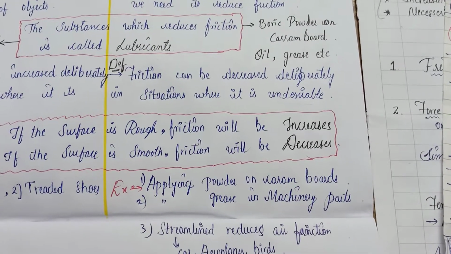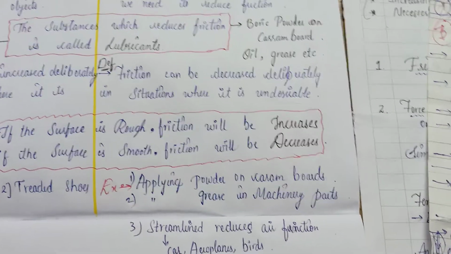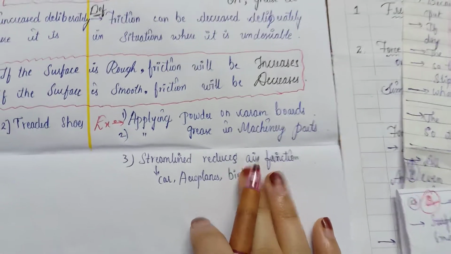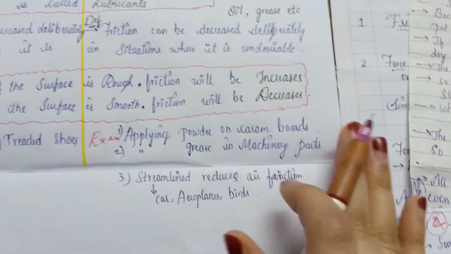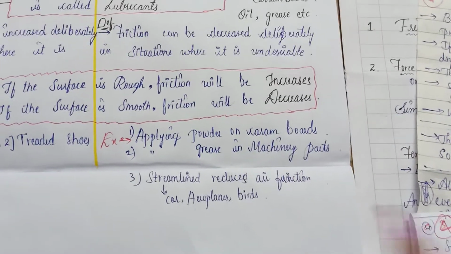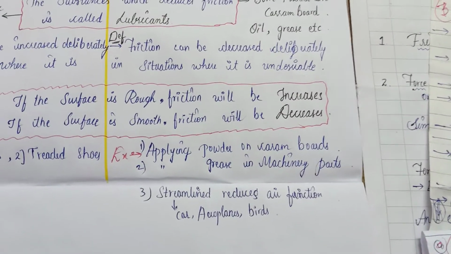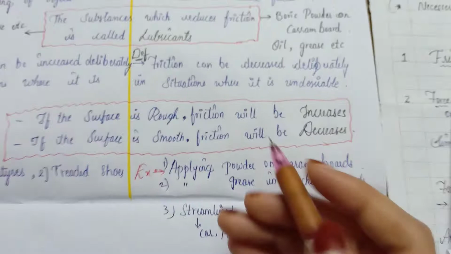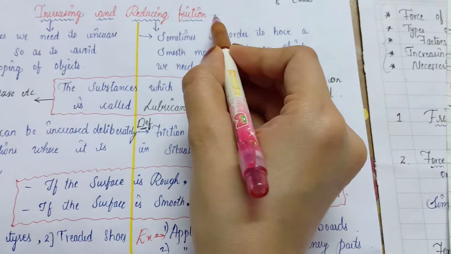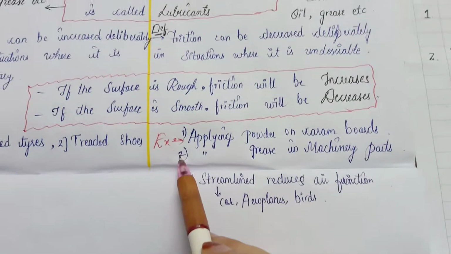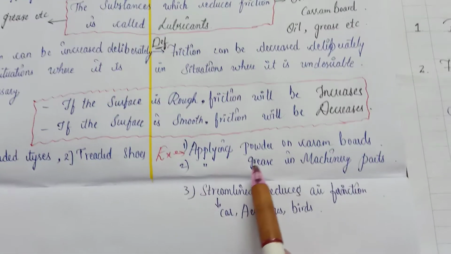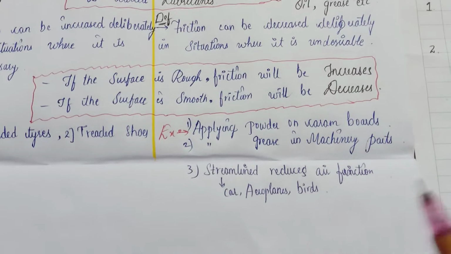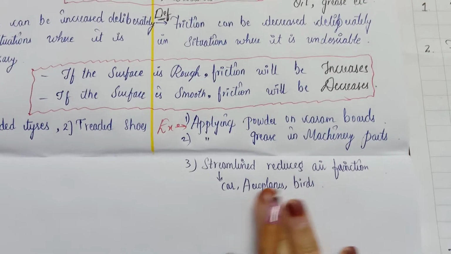If there is no boric powder and the board is completely dry, the counters will not be able to move on the board. So you put the powder on it, and it becomes slippery. To make it slippery is to reduce friction. And another example of reducing friction is applying grease in machinery parts. If you apply grease, the surface will turn smooth, and therefore friction will be reduced.